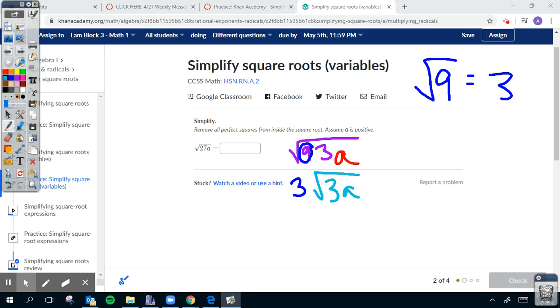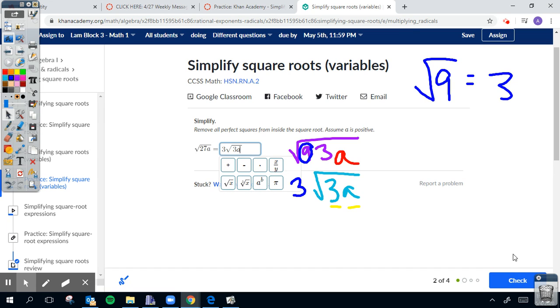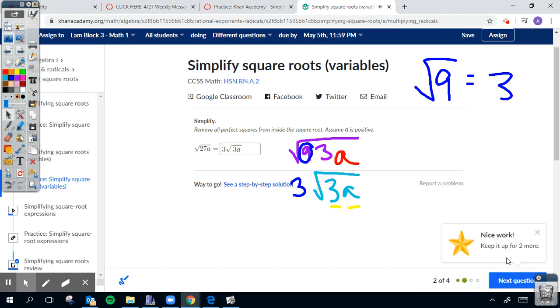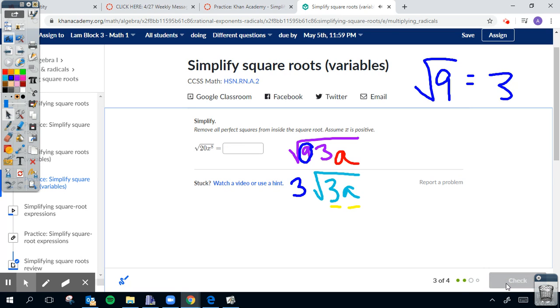I'm going to ask myself a question again. Is anything under the radical a perfect square, or has a number that can be a perfect square that goes into it? 3 is not, a is not, so my final answer is just going to be 3 square root 3a. All right, and I keep on going. So remember, hit the next question and keep on going.